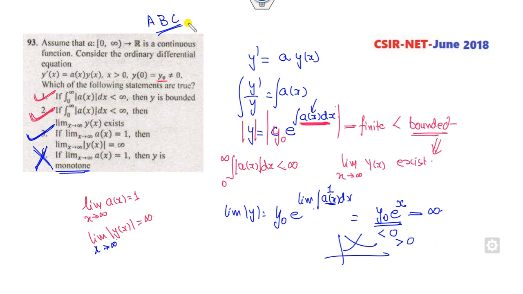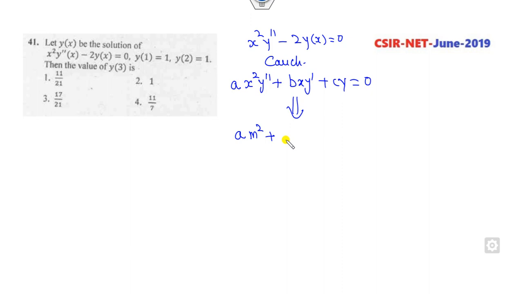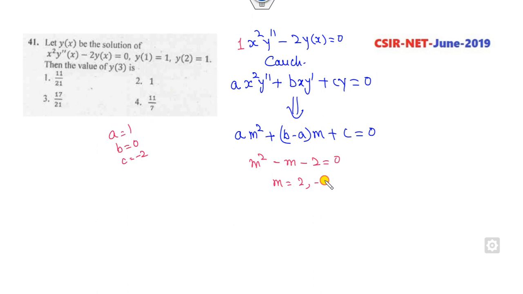That's a very simple question. So what is given to you? This is the Cauchy-Euler equation. Remember, whenever you have a Cauchy equation of this form, you can convert it into the auxiliary equation a m square plus (b minus a) m plus c is equal to 0. You can see a is 1, b is 0, c is minus 2. So this is m square minus m minus 2 is 0. So m will be 2 and minus 1. So the solution will be c1 x square plus c2 x raised to the power minus 1.